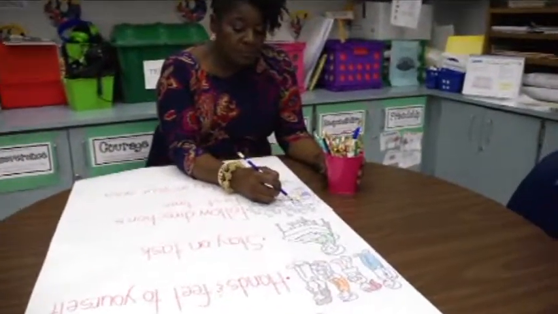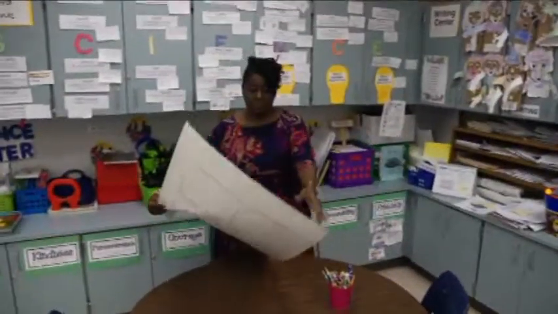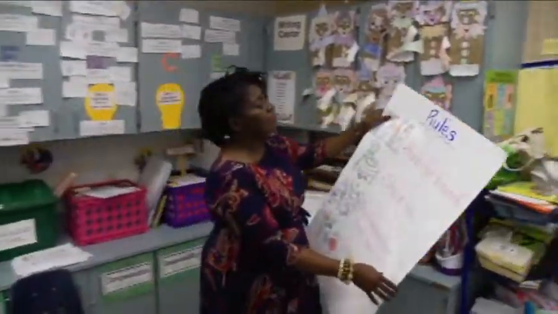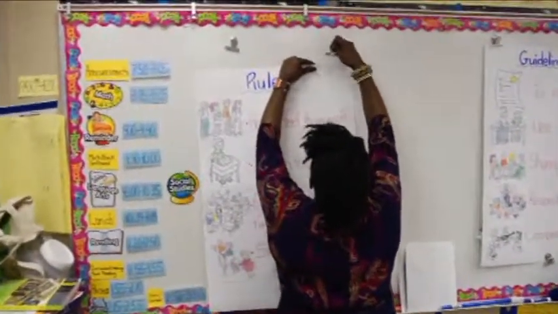You'll want to create a list of 3 to 5 basic observable rules and post them prominently in your classroom where they can be seen at all times. Any more than 5 rules can be confusing. Using pictures for the K through 5 age group is helpful.